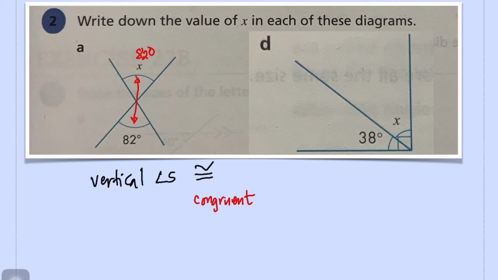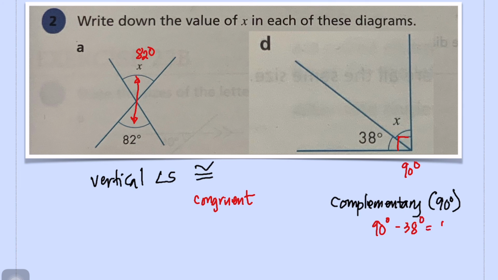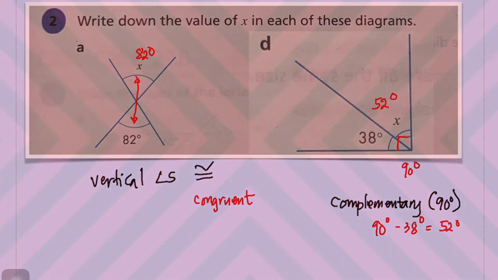For the next problem here, to find out the value of x, take note of this notation here. This is what we call 90 degrees. In other words, these two angles here are considered to be complementary. And take note of the word complementary. Complementary means they add up to 90 degrees. The sum of these two angles is equal to 90 degrees. Therefore, to find the other measurement, 90 minus 38 is equal to 52 degrees. Therefore, x there is equal to 52 degrees.